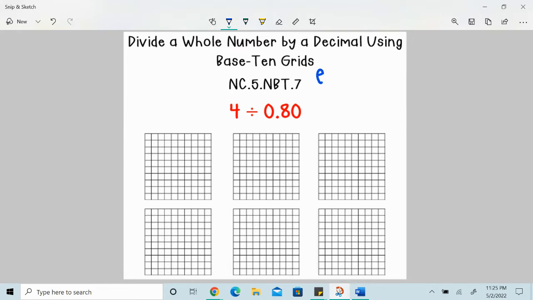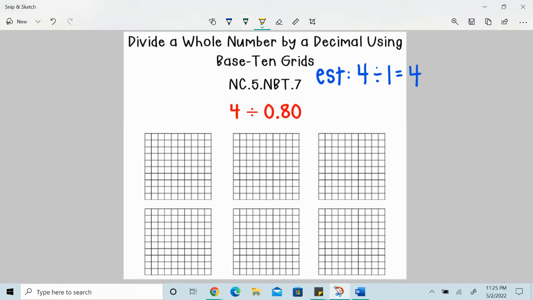We'll begin by estimating so that we can check the reasonableness of our answer in the end. For my estimate, I'm going to leave 4 wholes as it is, and I know that 80 hundredths is close to 1 whole, and I know that 4 divided by 1 would be 4. So this lets me know that our answer will be around 4.